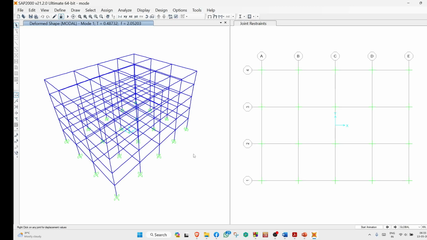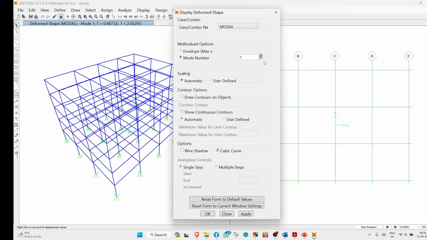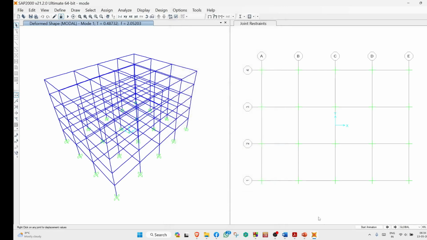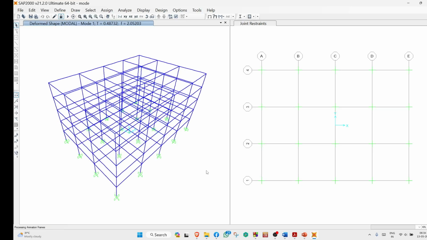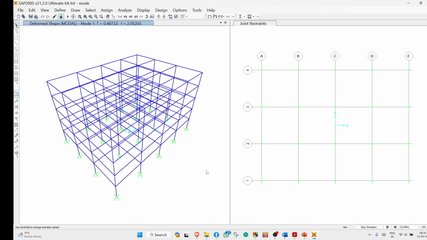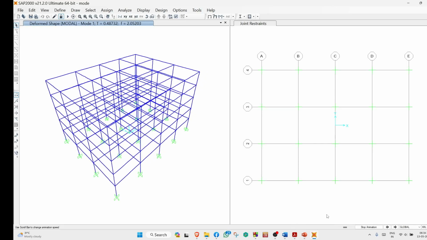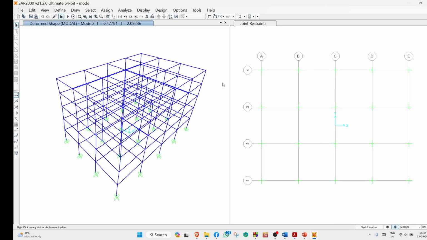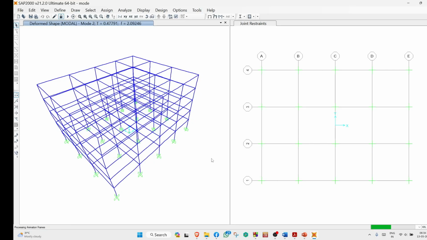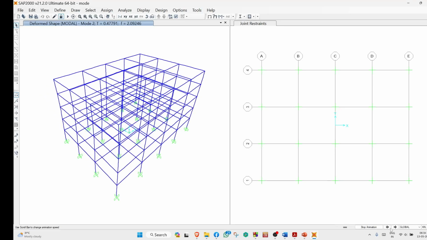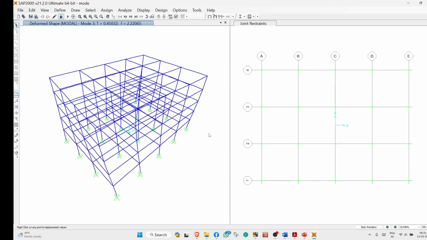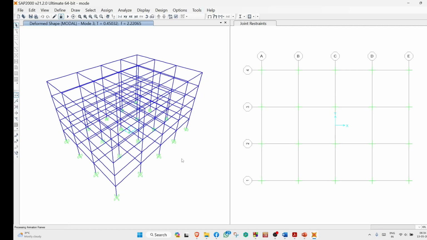We have taken a 5-story RC building and we have run the analysis. Now we want to see the mode shapes and the modal vibrations of the building. We take the first mode here and apply the animation. So it moves like this. The first mode is along the short direction of the building. Now we take the second mode. This moves in the longer direction of the building. The third mode will generally be torsional, so we show the third mode. Start animation. So the third mode is torsional, you can see.